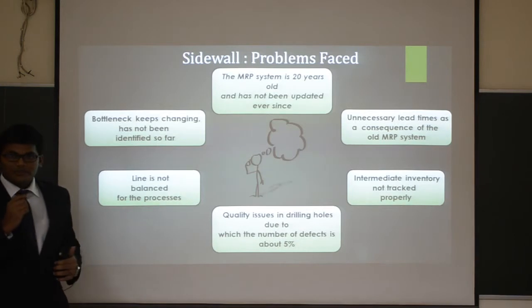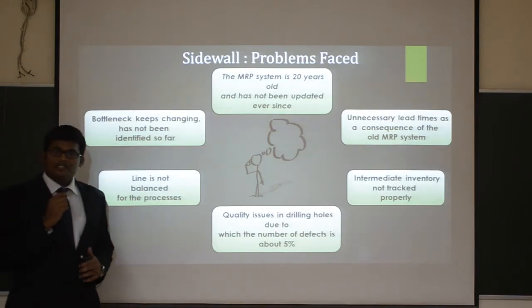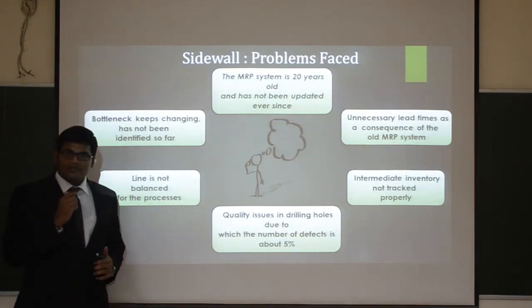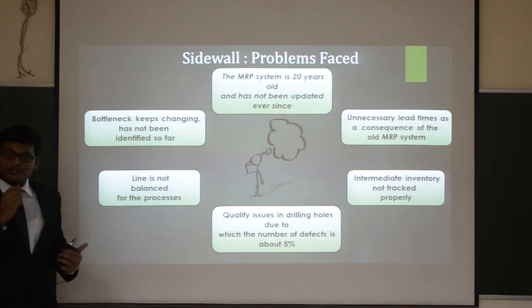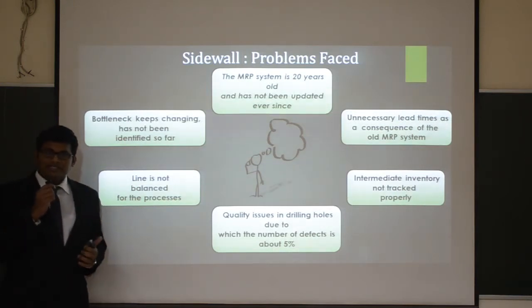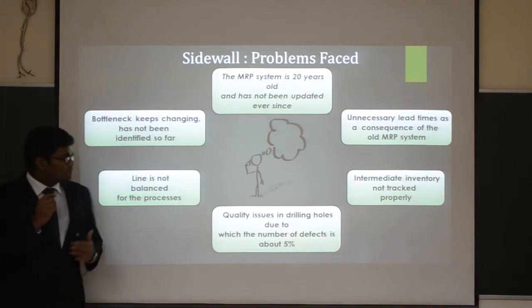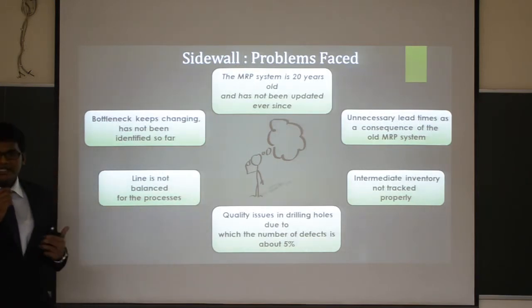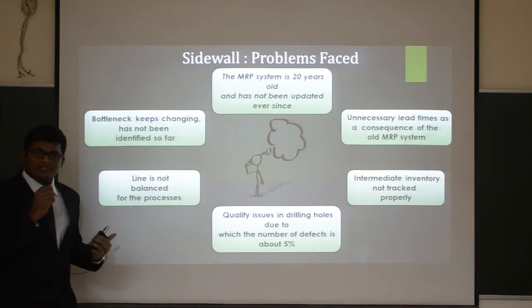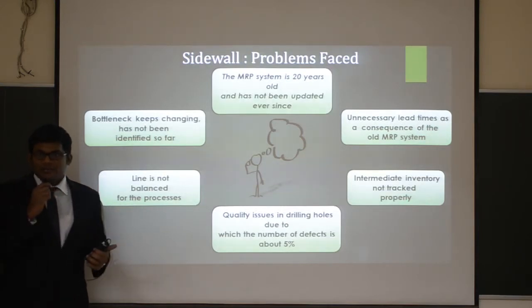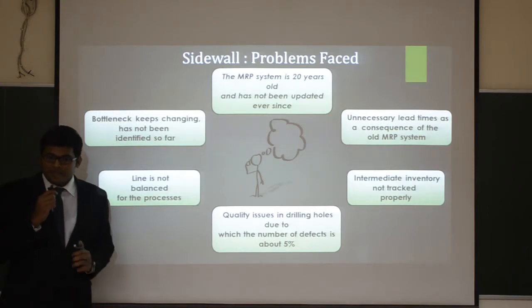The quality issues. Nearly 5% of the production is being scrapped because of the defects. Most of the defects can be attributed to the trimming and drilling process. The line is also not balanced because of the various capacity differences between various subprocesses. The bottleneck keeps on changing because the same skilled workforce works on one process and moves to the next, which leads to huge inventory pileup.